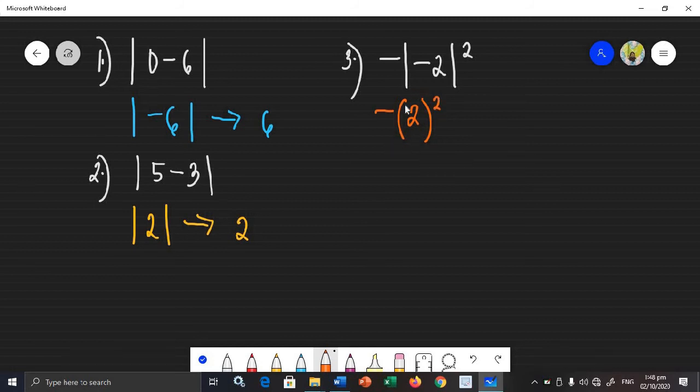PEMDAS po, no? Solvein muna natin yung exponent bago i-multiply dito sa sign. So, 2 squared, ilan yon? 2 squared, that is 4. Negative times 4, that is negative 4. The answer now here is negative 4. Even though absolute value yung kinukuha natin, nagka-problema kasi dito, may sign pa na negative sa labas ng absolute value. And doon, magugulo ang lahat.